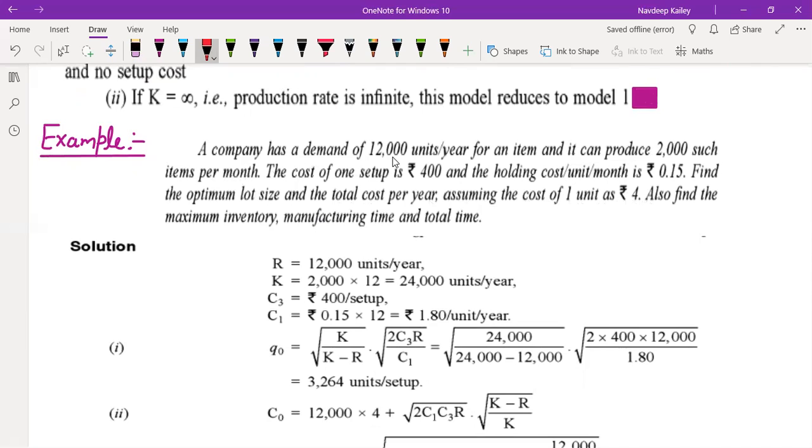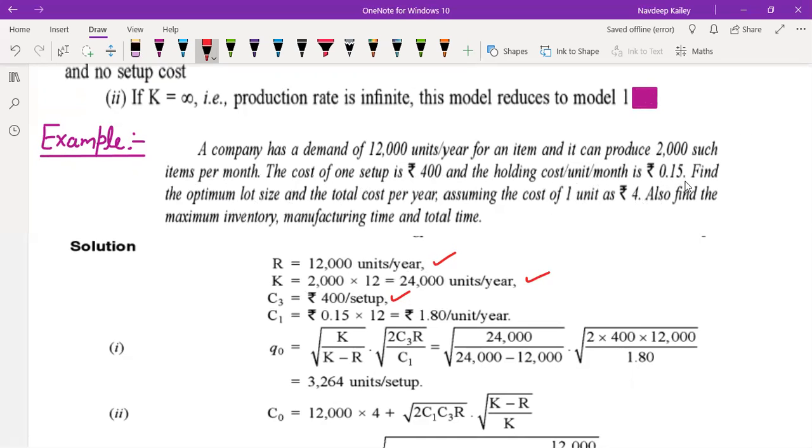Now, the demand rate for the company is 12,000 units per year for an item. That is, capital R is given as 12,000 units per year. Also, it can produce 2,000 such items per month. That means the production rate is 2,000 items per month. If we convert into yearly, then it becomes 2,000 into 12, that is 24,000 units per year. Also, the cost of one setup is rupees 400, that is, C3 is given as rupees 400 per setup. The holding cost per unit per month is rupees 0.15.